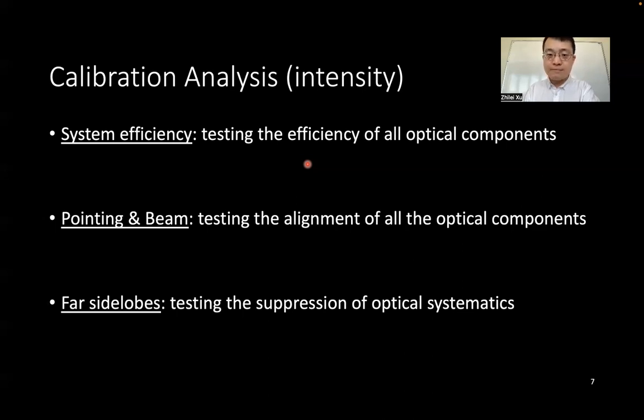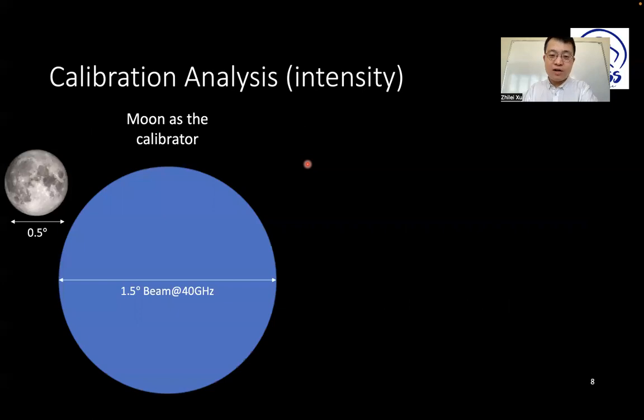Let's see how we did it. First of all, this is talking about the 40 gigahertz instrument. It has a very large beam, 1.5 degrees. So in a novel way, we use the moon, which is 0.5 degrees in diameter, as the calibrator, because the moon is very bright and also not too bright to saturate our detectors. So it gives us a huge dynamic range in calibration.